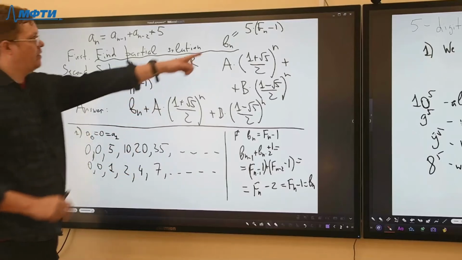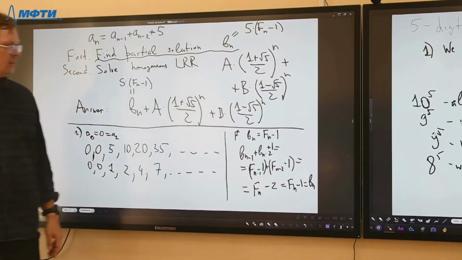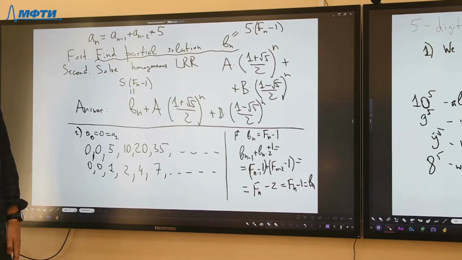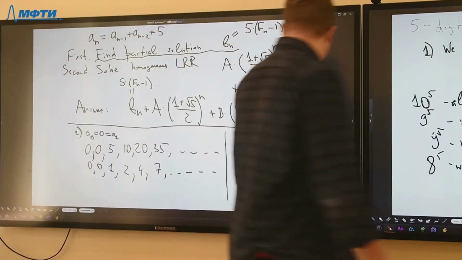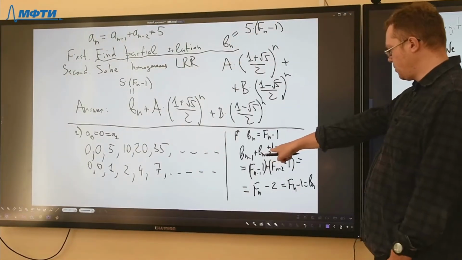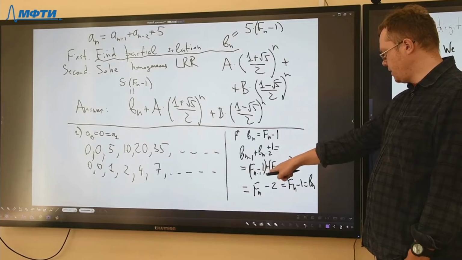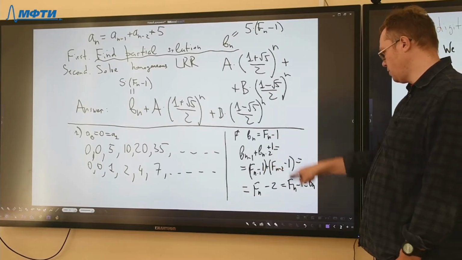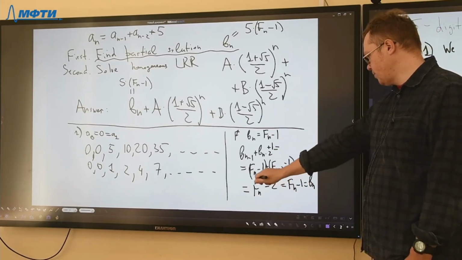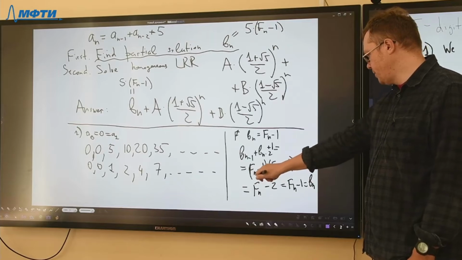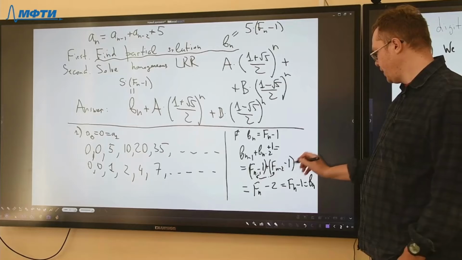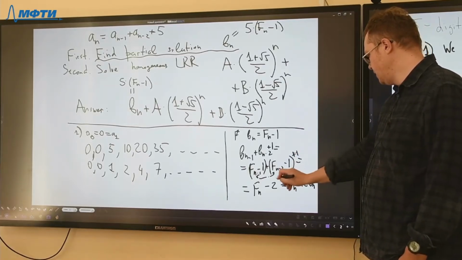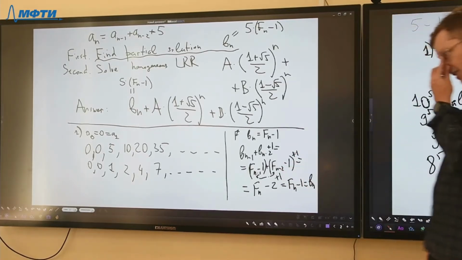How did I get this? So Bn minus 1 plus Bn minus 2 plus 1 is Fn minus 1 plus Fn minus 2 minus 1. I just use this formula. Then the sum of Fn minus 2 and Fn minus 1 is Fn. And here I have minus 2. So if you have plus 1 here, then it will be just Fn minus 1, and this is equal to Bn.